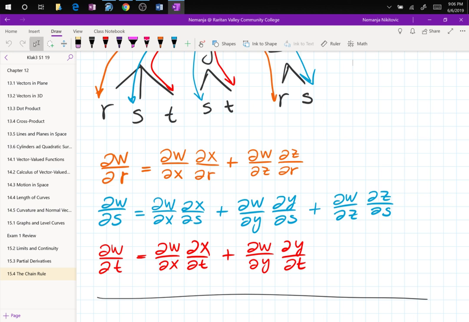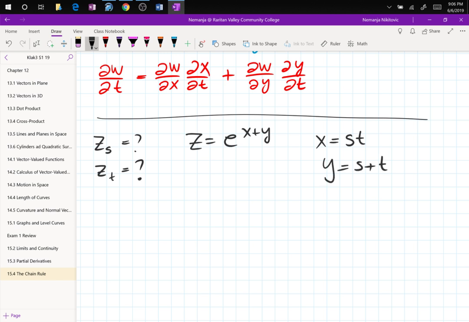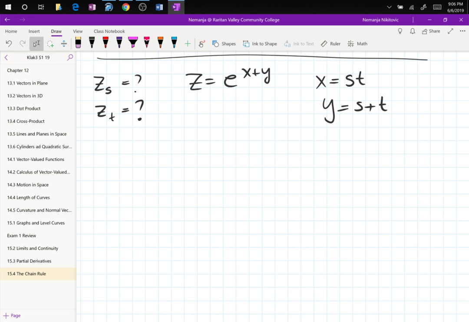You are going to see stuff like this on your homework, most likely. So this is what it says: find Z_S and Z_T, where z is equal to e to the x plus y, x is st, and y is s plus t. This is all you get. That's it.